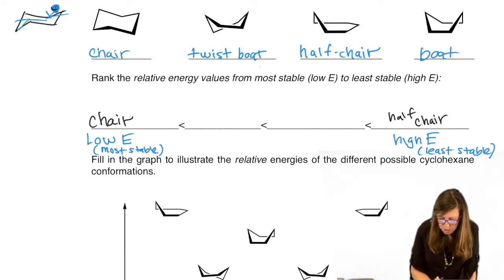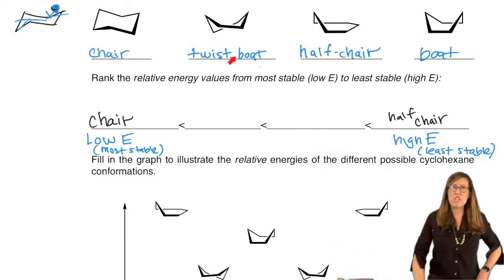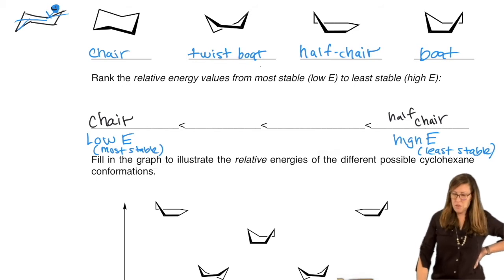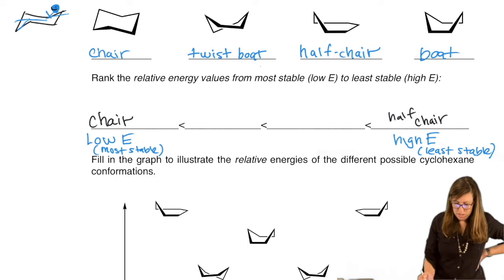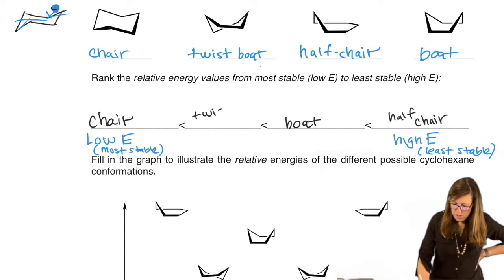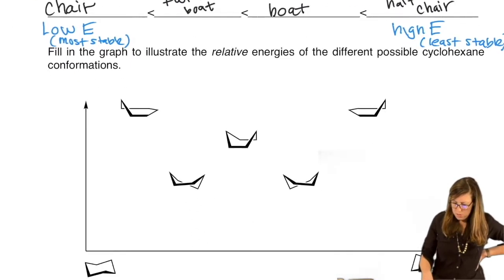But between the boat and the twist boat, which do you think would be lowest energy, more stable? Remember, the difference between the boat and the twist boat is that these are lined up and these are out of alignment. The fact that these are lined up means that not only will these eclipse, it will also eclipse with these guys. So that's definitely going to be less stable, more energy. So let's put the boat here and then twist boat here.